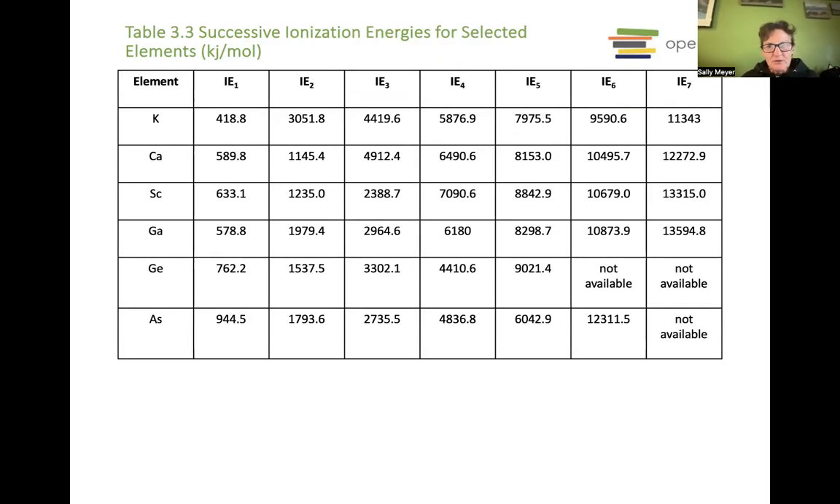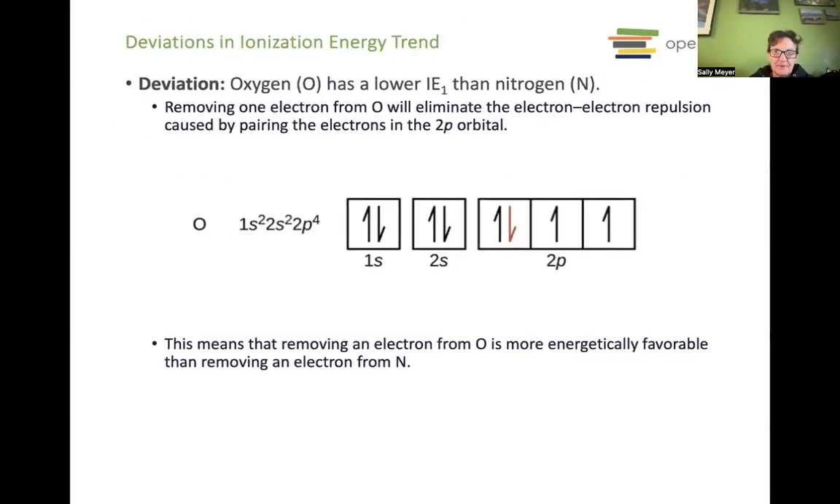And you'll notice, and we'll talk about this in class, that for something like potassium, the first ionization energy is 418.8 kilojoules per mole, and the second one is 3051.8. So there's a huge jump going from 1 to 2. But the jump going from 1 to 2 is based on, if you look back, so let's look at potassium.